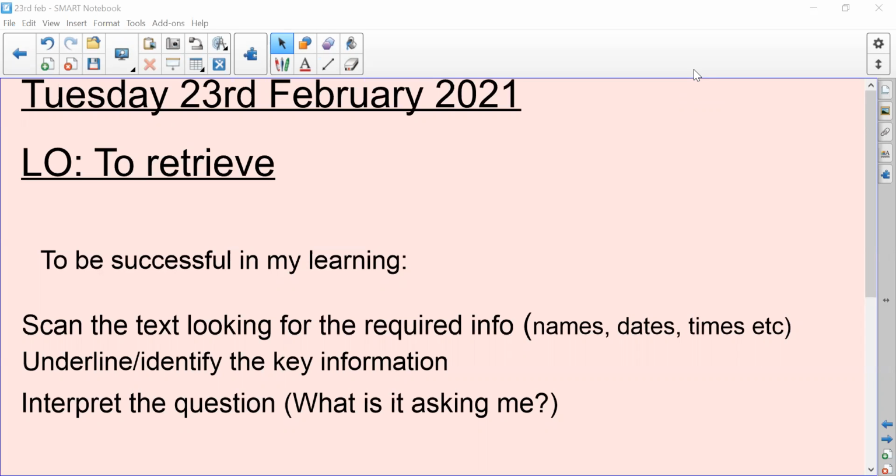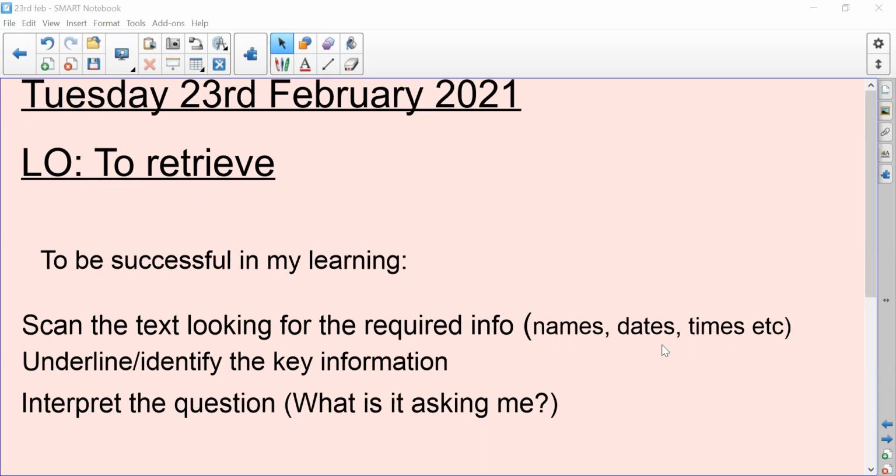I hope you enjoyed chapters 12 and 13 yesterday of our book Varjetpur, and today we'll be looking at those chapters but basing our learning on retrieving information. Our learning objective is to retrieve, and to be successful in that, you'll make sure you can scan the text looking for the required information.